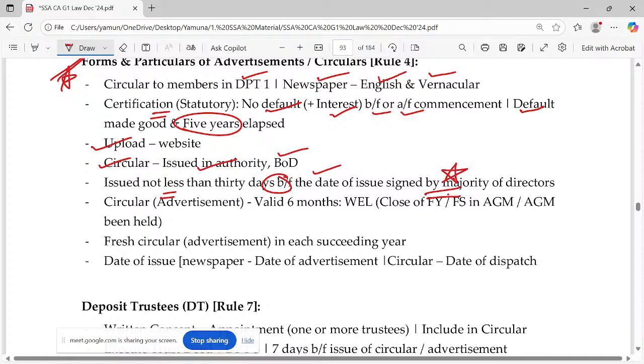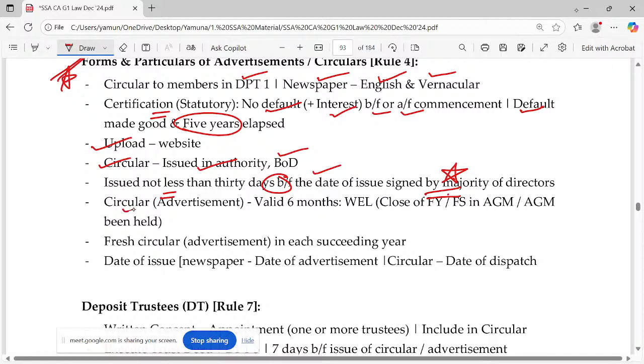Please highlight this; it was asked once. If there is a minute detail like this, note it as important: it should be signed by a majority of the directors. Usually in optional questions, they'll say signed by two directors, because that is what we have studied in many places. But here they say a majority of directors, not two directors.